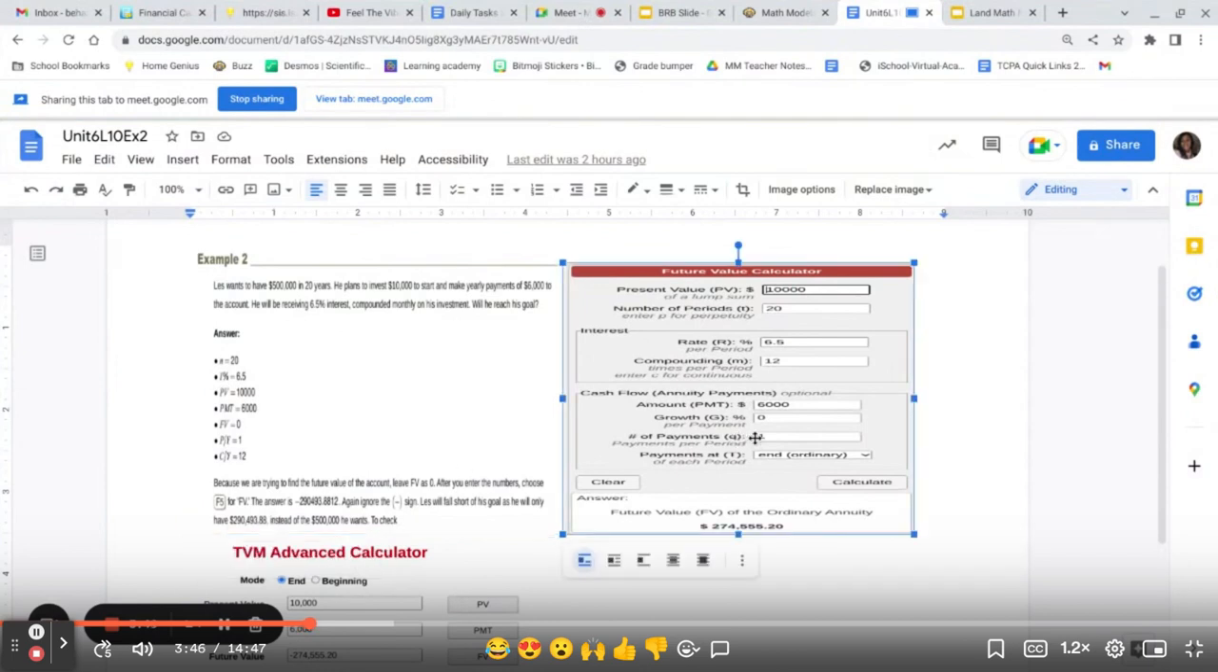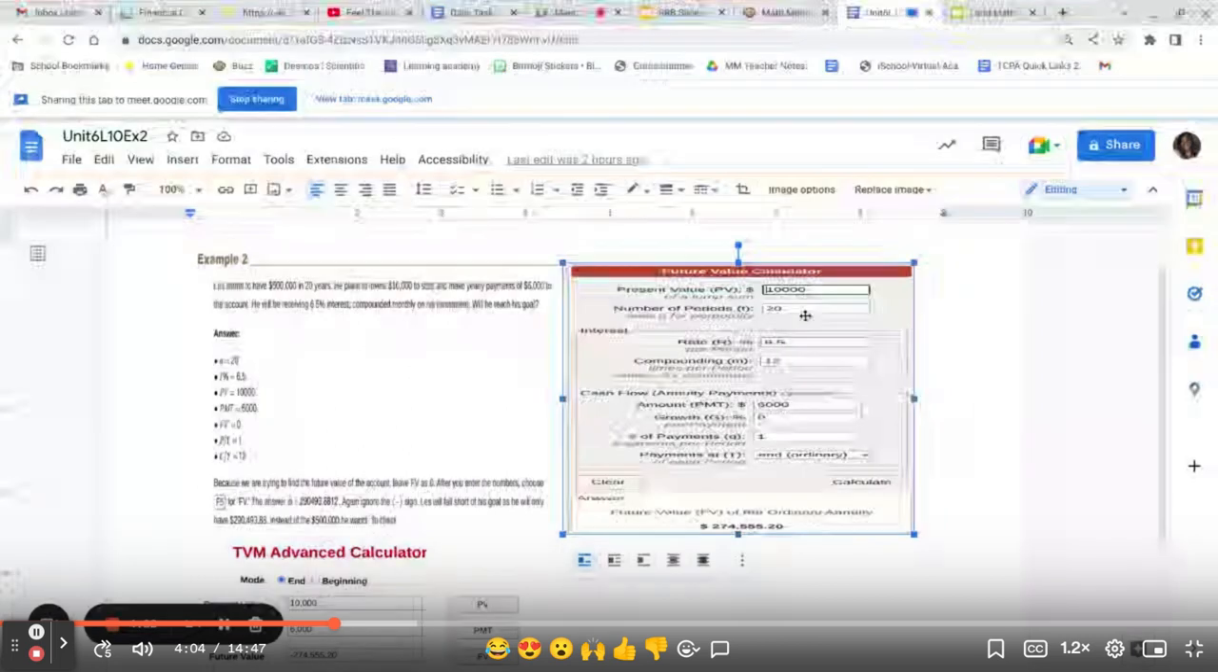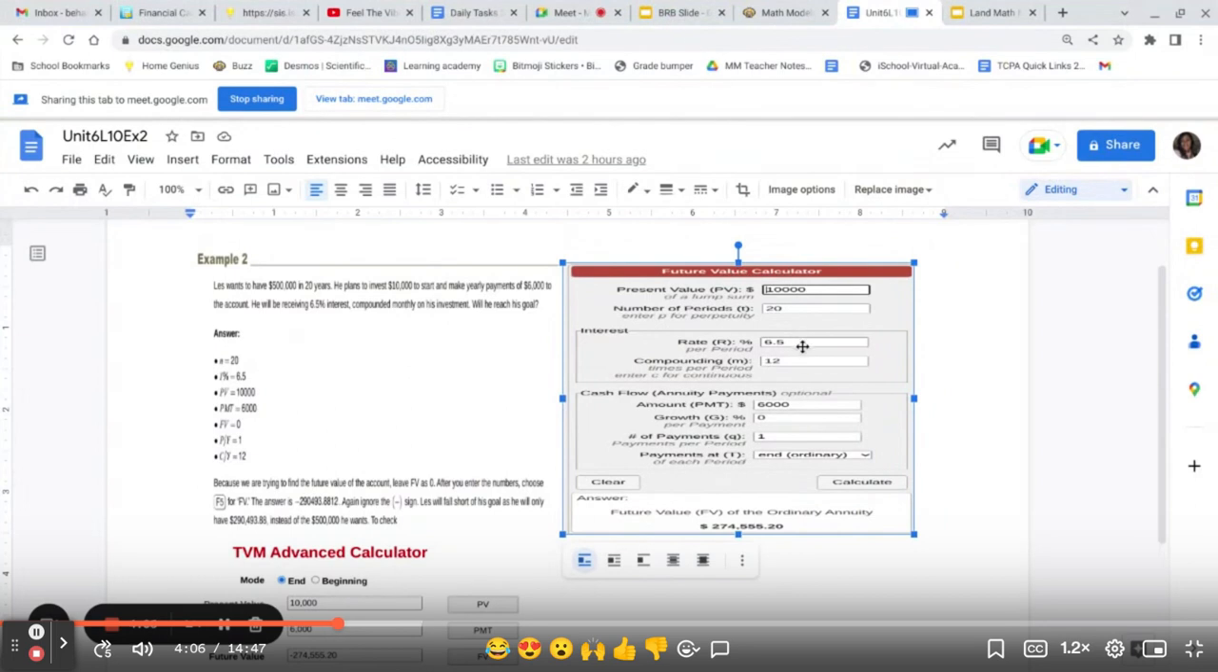I used a calculator from a website called Calculator Soup that I use quite a bit. And on there, I got 274,000. But notice the information is the same. Like my N is 20. Let me see. Did I change? So yeah, my N is 20. My interest rate is 6.5. I'm doing it 12 times. I'm adding $6,000. I started with 10,000, but I got 274,555.